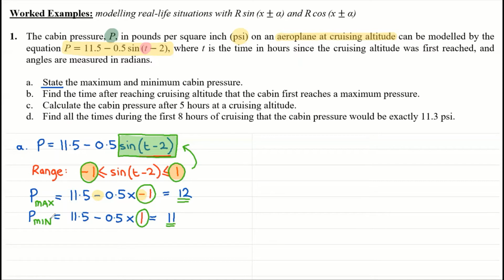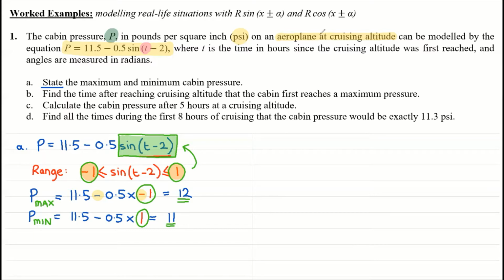So that means this P function is in play, that the cabin first reaches a maximum pressure. Well, we know it reaches a maximum pressure when the sine function is at a minimum. Yes? So let's just draw that out for part B.